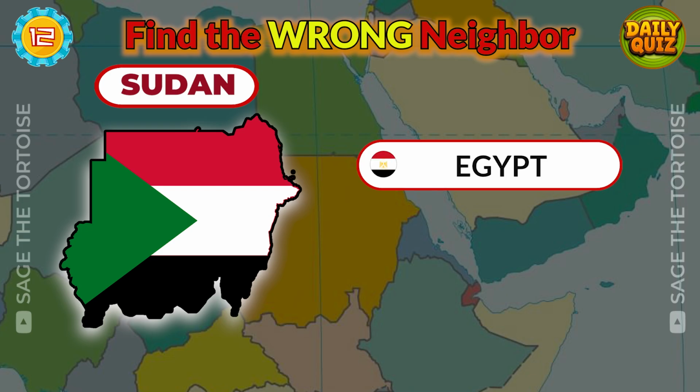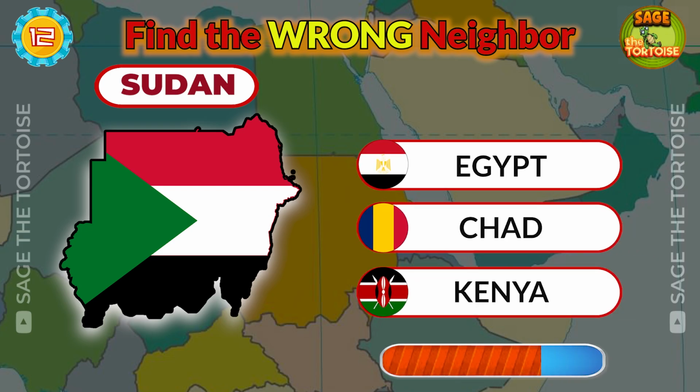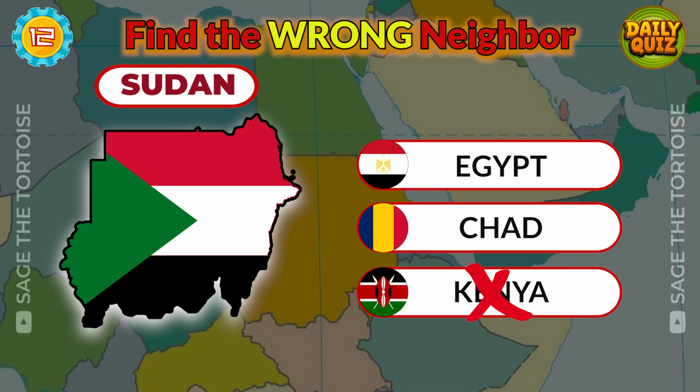Sudan borders Egypt, Chad, and Kenya. Which one is wrong? The answer is Kenya.